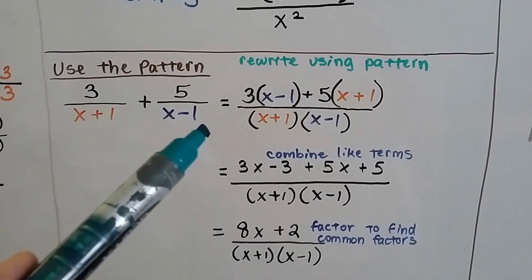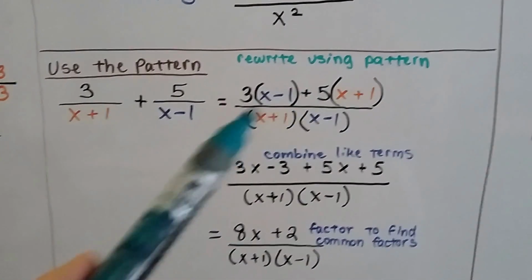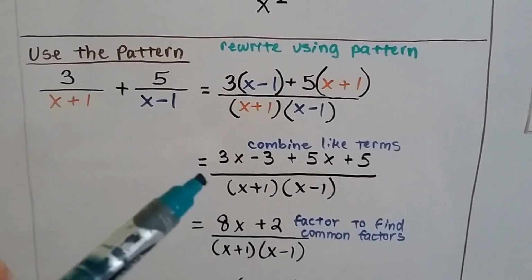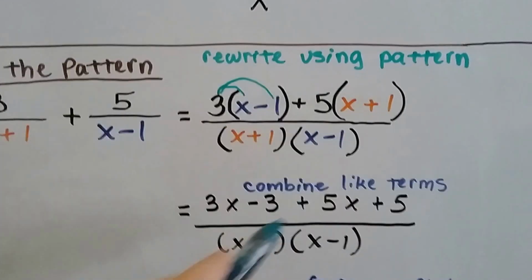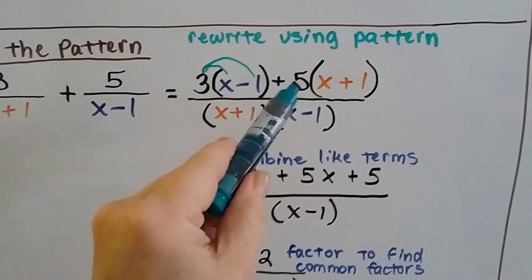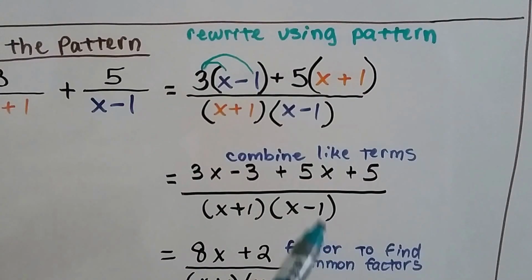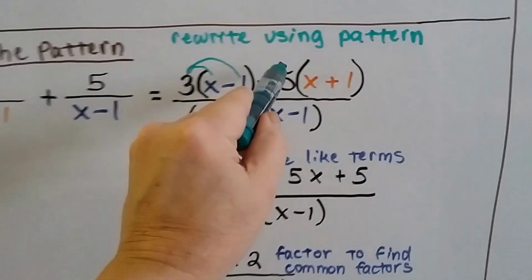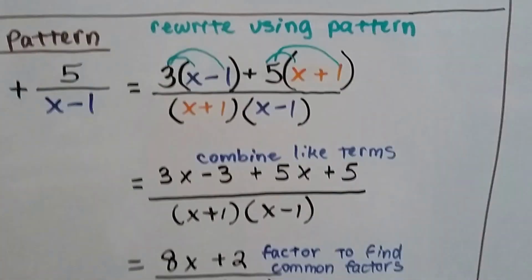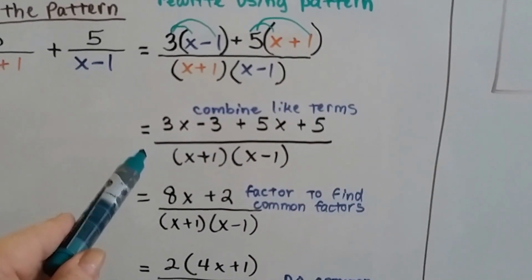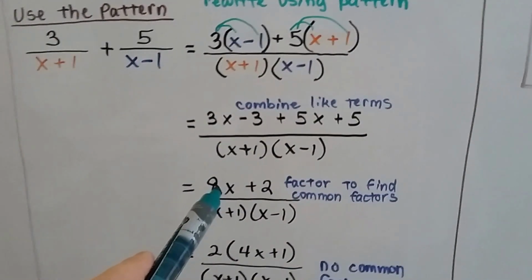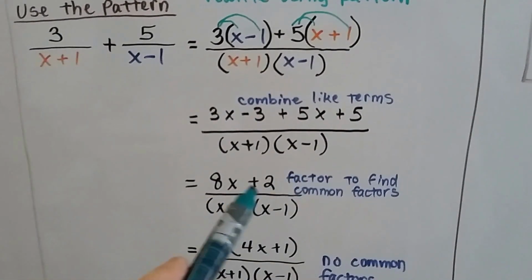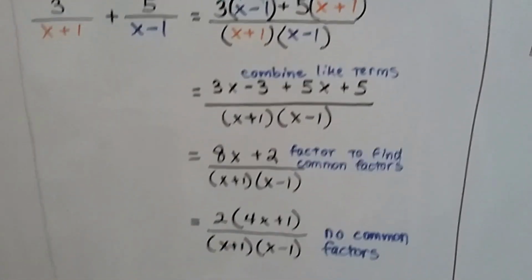So now we combine like we do our multiplication, our distributive property, see? We get 3x minus 3, and we get 5x plus 5. See that when we do our multiplication, our distributive property? Now we can combine like terms. We got a 3x and a 5x. That makes 8x. And negative 3 plus 5 makes positive 2.